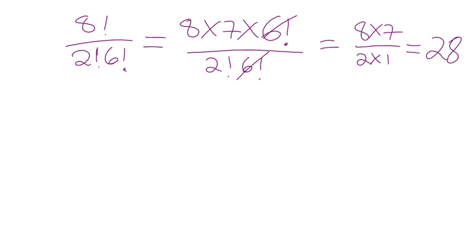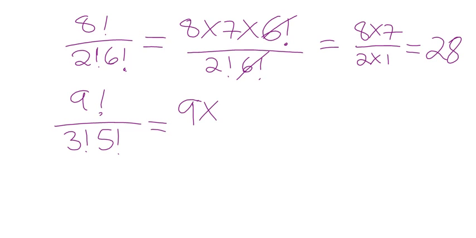Let's try 9 factorial over 3 factorial 5 factorial. So what am I going to write? 9, 8. Stop me when I've gone far enough. Stop, right? When I stop, not with a period. It's not an English sentence, right? Math, factorial. We stop with an exclamation. We really stop.